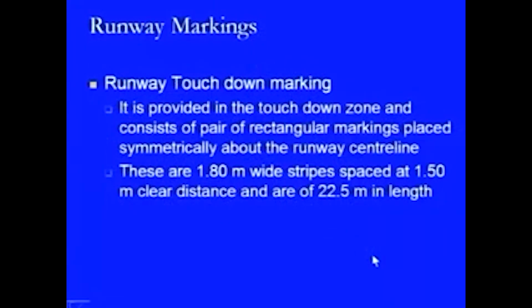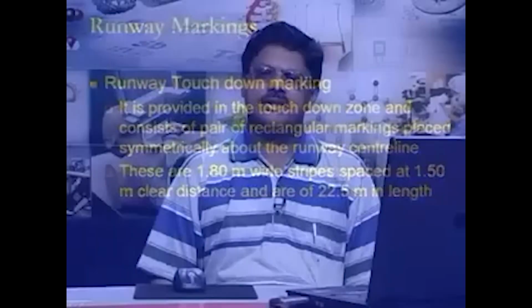These markings, which are provided on either side of the center line marking of the runway strip, are 1.8 meters wide and they are spaced at 1.5 meter clear distance, that is, from the end of one marking to the start of the other marking, the distance is 1.5 meters. The length of these markings is 22.5 meter. So, they are 22.5 by 1.8 with a gap of 1.5 meters.